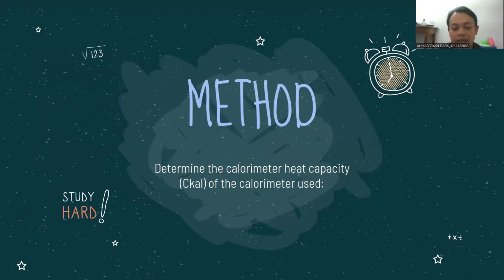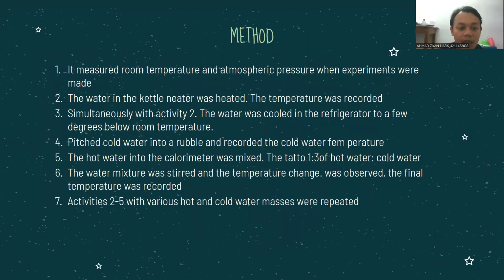Next, method. Determine the heat capacity of the calorimeter used. First, measure room temperature and atmospheric pressure when the experiments were made. 2. The water in the kettle was heated. The temperature was recorded.